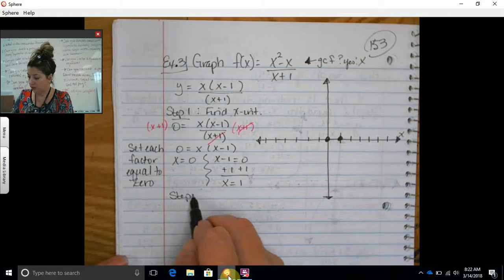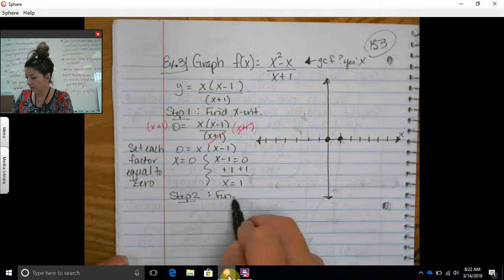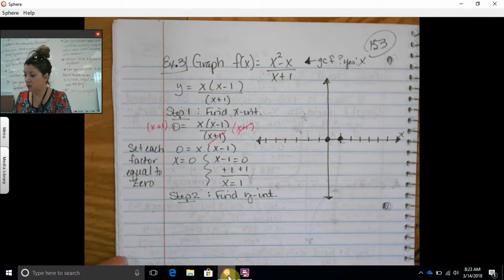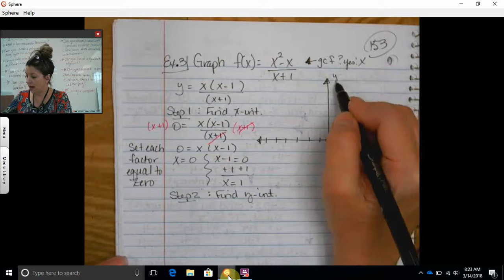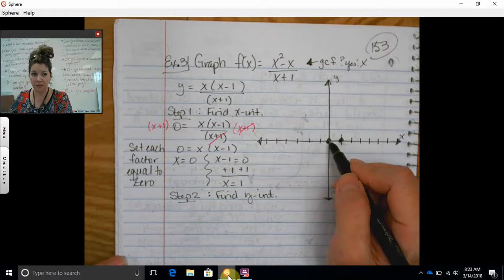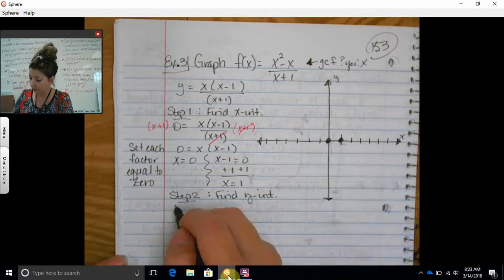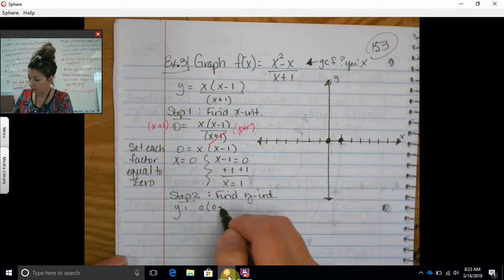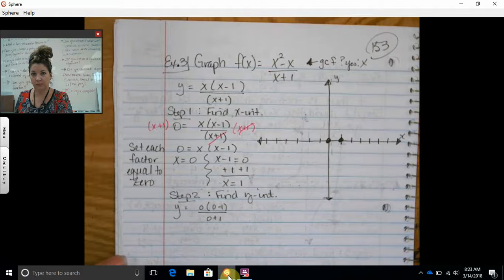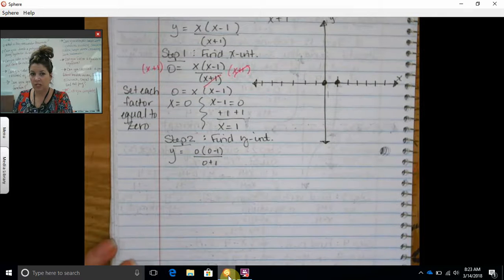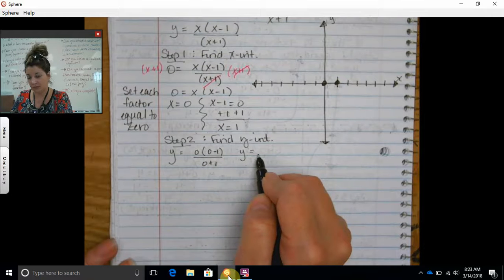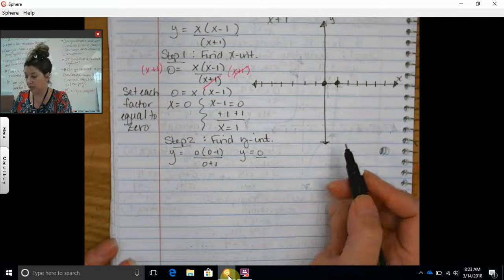Step 2, I want to find the y-intercept. So remember, to do that, if you want to know where your graph crosses the y-axis, every ordered pair on the y-axis has an x value of 0. So we substitute in a 0 for x, solve for y. In my numerator, what is 0 times 0 minus 1? 0. In the denominator, 0 plus 1 is 1.